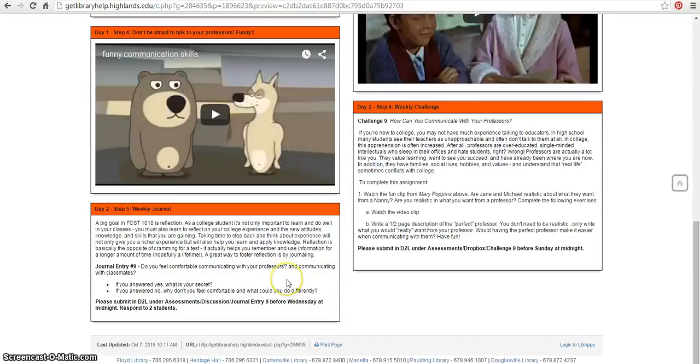But this one asks, do you feel comfortable communicating with your professors and communicating with your classmates? If you answered yes, what's your secret with communicating with professors or with classmates? If you answered no, then tell us why you don't feel comfortable and what you could do differently to feel comfortable in this situation.